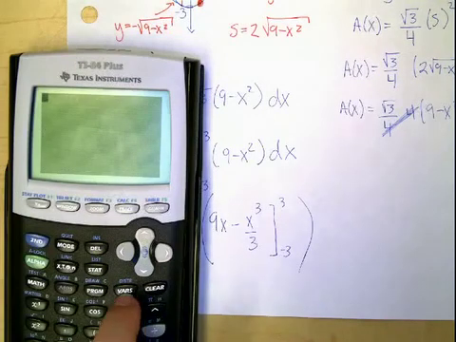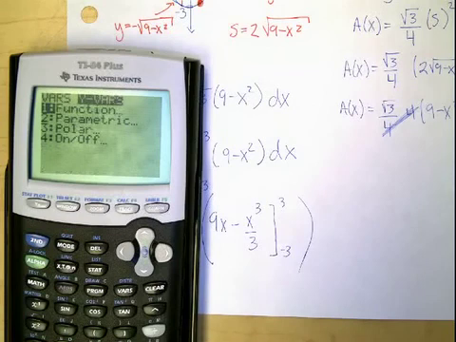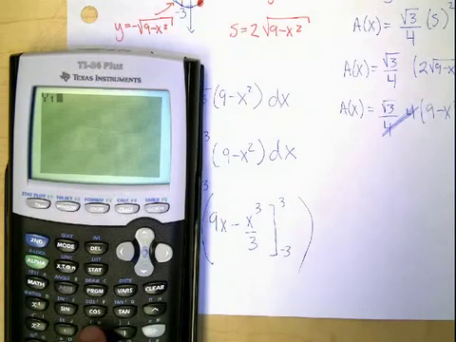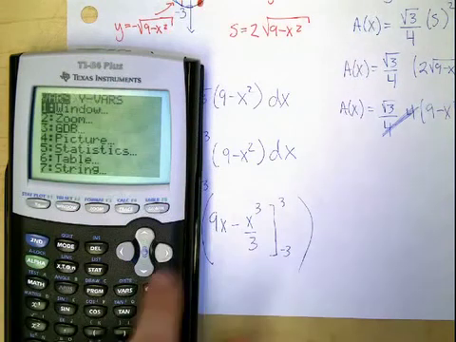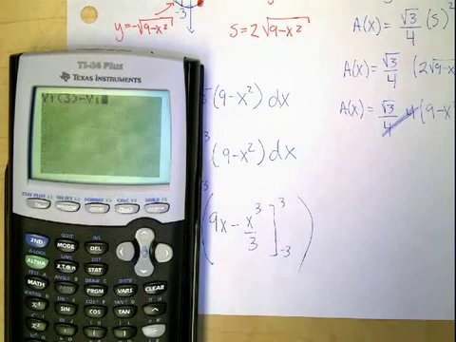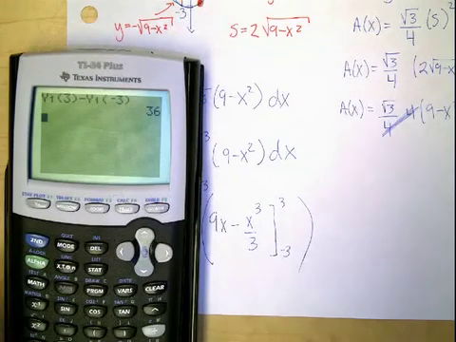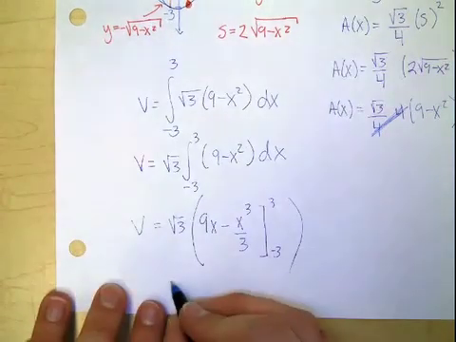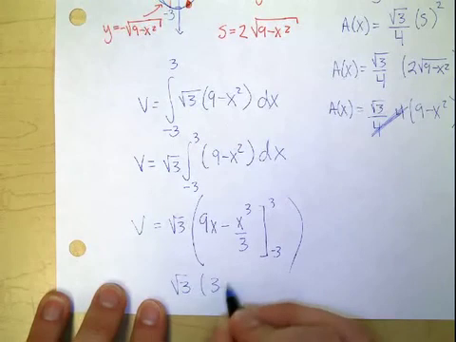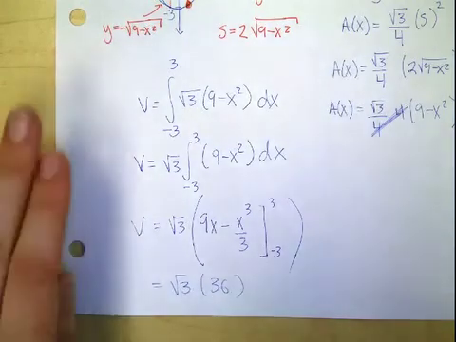I can use this vars button, and scroll over to yvars and pick function. And I used y1 as my function. And I want to plug in 3, so I can do y1 of 3. And then I'm going to subtract, and I want to find the bottom bound, -3. So I go vars, yvars, function, y1 of -3. And it'll actually plug 3 and -3 into what you typed in, so you're going to get 36. So that means we have 36 for this whole piece times radical 3. Radical 3 times 36 is what this ends up being.